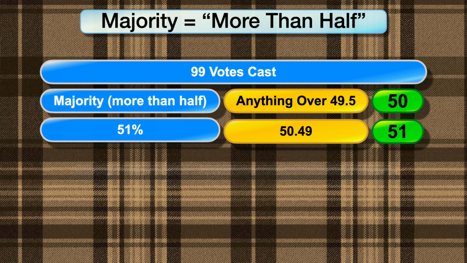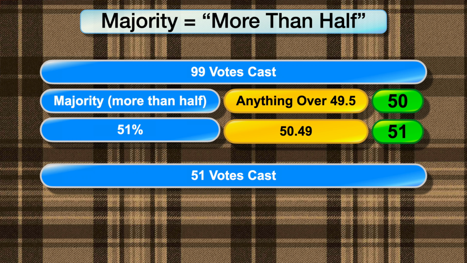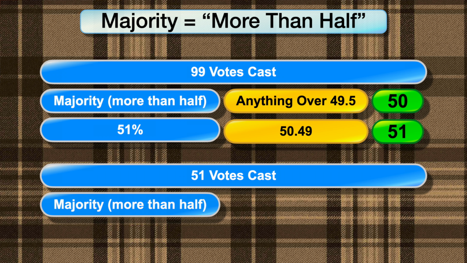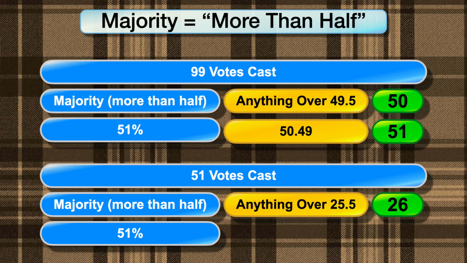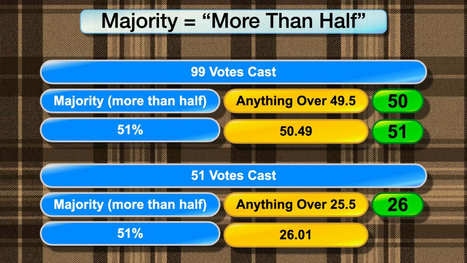We can even go down as low as 51 votes cast and still see this same effect. With 51 votes, a majority vote would require anything over 25.5, meaning that 26 votes would be necessary to adopt the motion. 51%, however, would give us 26.01, meaning that we would need 27 votes. You may be wondering about rounding off those fractions and how that works. What do you do when the vote requirement turns out to be a fraction? Well, I made a video about that too, and I'll post a link down in the description when it's ready. So that covers majority versus 51%.